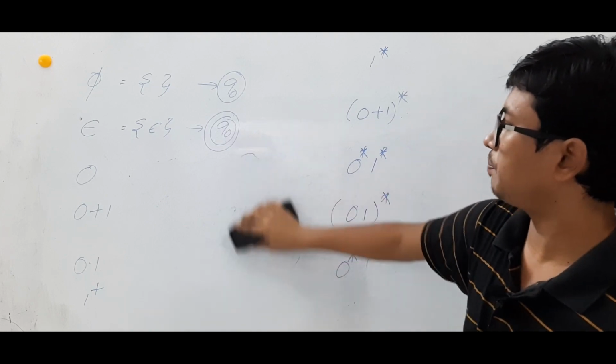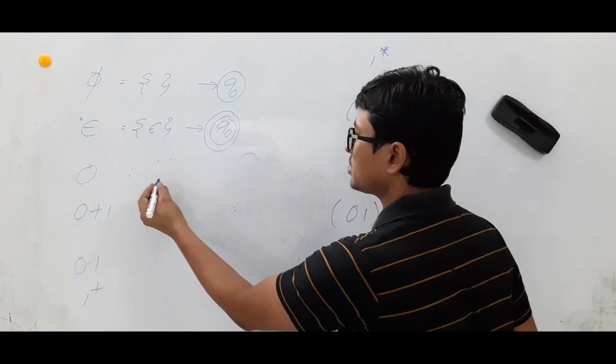1 Kleene plus. What is meant by 1 Kleene plus? What are the strings that are possible?